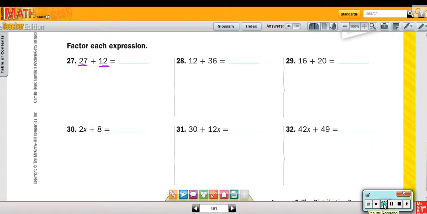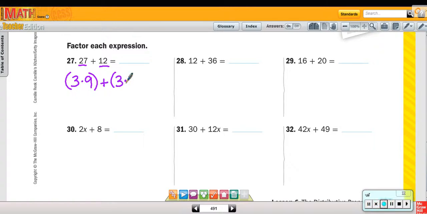Okay, so let's resume again. What would we find as the greatest common factor of 27 and 12? 3. So if I remove 3 times what makes 27? 9. 3 times 9 plus, make sure you're doing this with me, 3 times what makes 12? 4. 3 times 4.